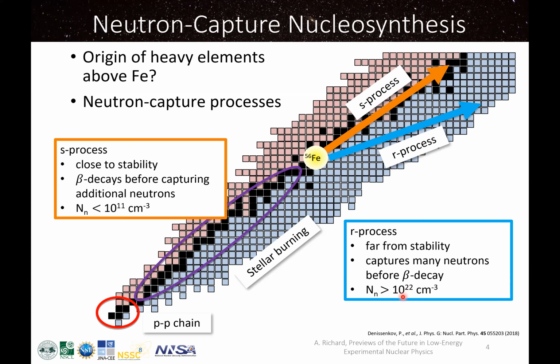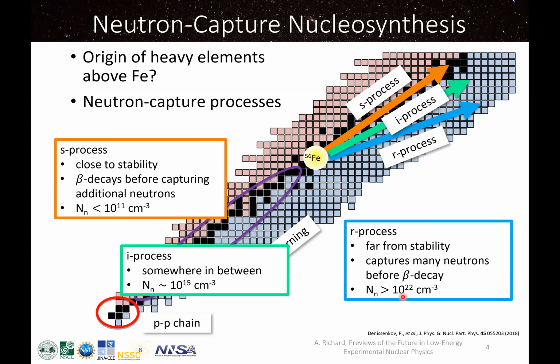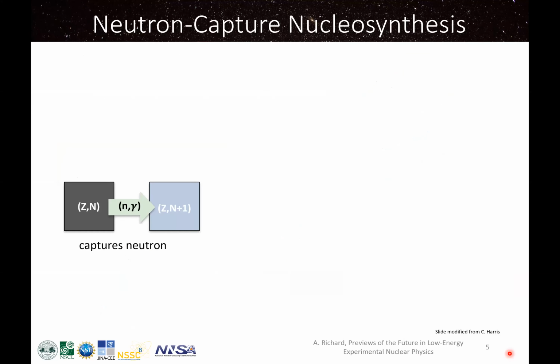So these are our two traditional neutron capture processes, but I really want to focus in on a third process known as the i process. This is the intermediate neutron capture process. It happens somewhere between the r and the s process for neutron densities of something like 10 to the 15. Just as a cartoon example, I want to walk through these different neutron capture nucleosynthesis pathways and give different examples.